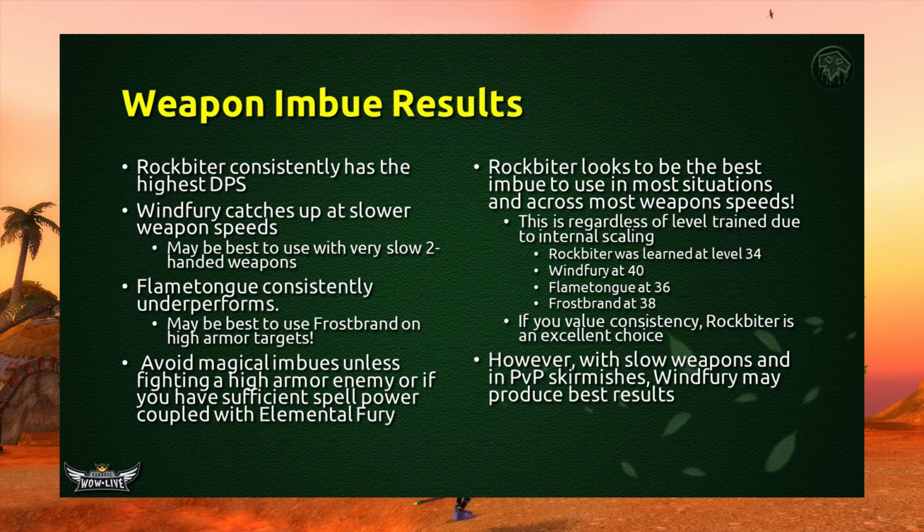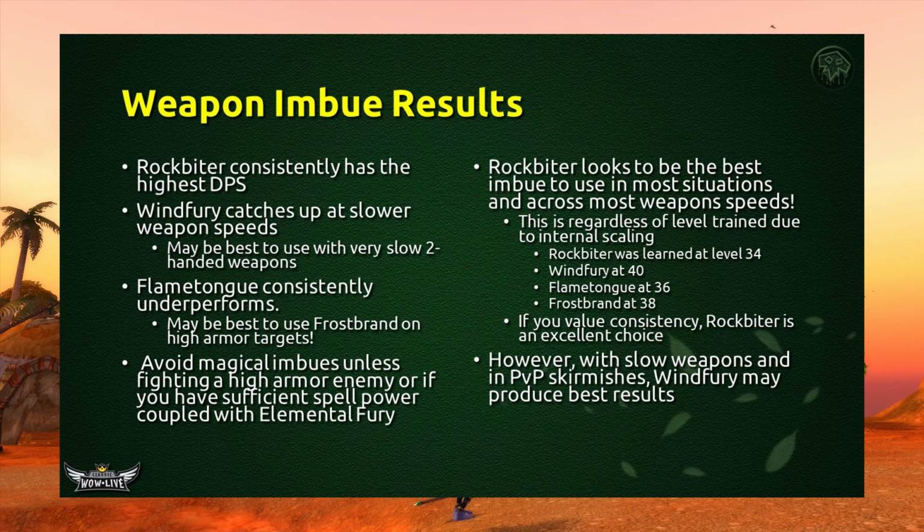None, not a one. In the beta, there are clear differences between weapon imbues, with Rockbiter being the top, followed by Wind Fury. So, the slower the weapon speed, the more impact you're going to get out of Wind Fury, the more potential impact you're going to get out of Wind Fury. But again, if you value that consistency, Rockbiter is going to be your best bet.